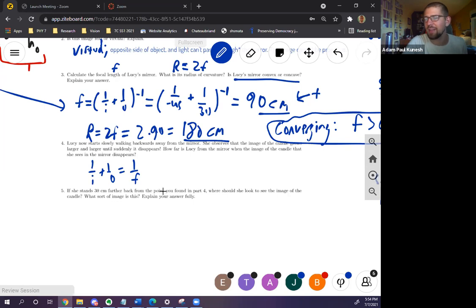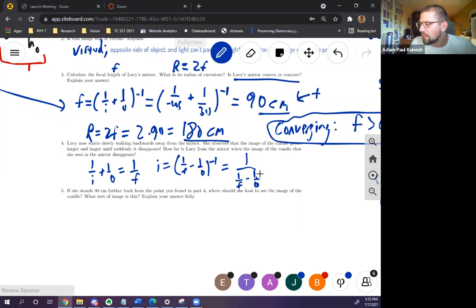The image disappearing means that it goes from existing, i.e. having a value that she can see, to not having a value anymore. So we're looking for the image distance either to shrink to 0 somehow or to go out to infinity. Let's solve for image distance first and see what we get. So we get 1 over F minus 1 over O, inverted. Another way of writing that is 1 over F minus 1 over object distance.